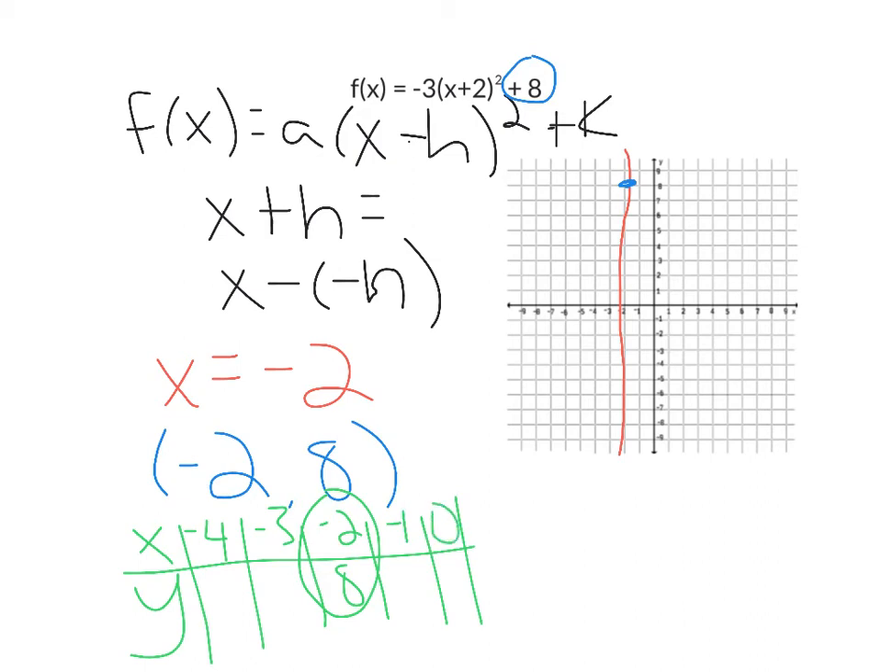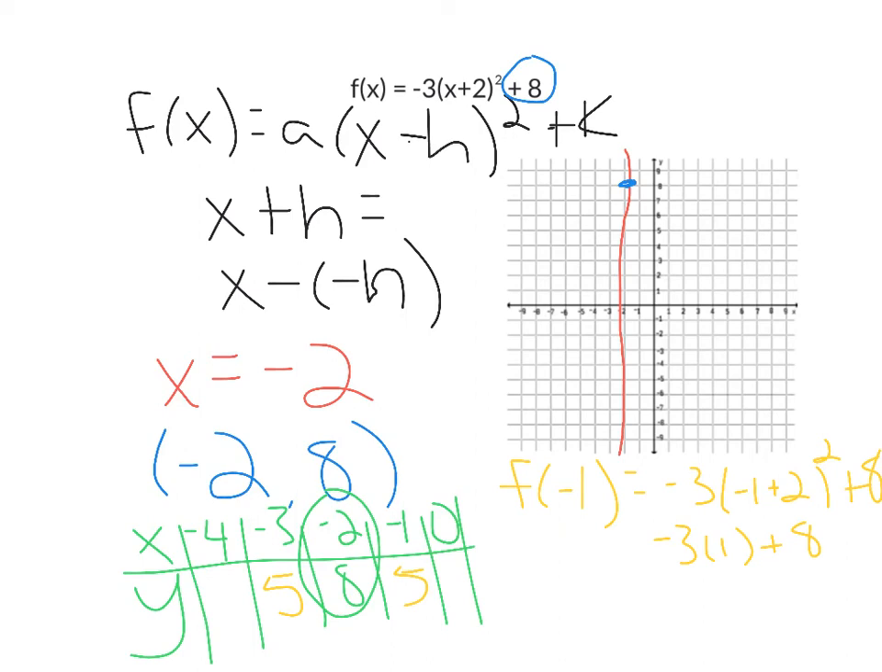If I find f(-1), I would input -1 into my function, so I'd have -3(-1 + 2)² + 8. -1 plus 2 is 1, and 1 squared is 1. So I have -3 times 1 plus 8. -3 times 1 is -3, plus 8 gives me 5. Because of the symmetry, I know that -3 also has an output of 5.